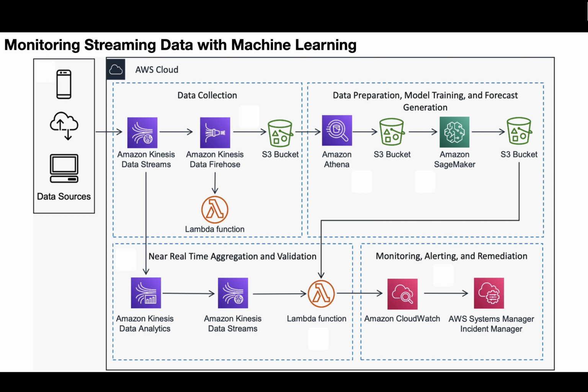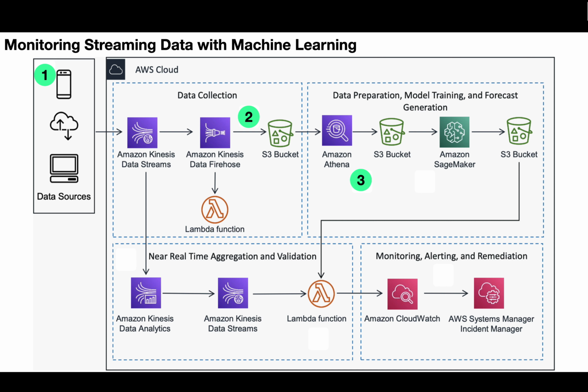Monitoring streaming data with machine learning. 1. Data is collected from multiple data sources across the enterprise and the edge using Amazon Kinesis Data Streams, with many SDKs supporting languages like Java, .NET, C++, Python, JavaScript, and others. 2. Data persists and is sent to Amazon Simple Storage Service (Amazon S3) by Amazon Kinesis Data Firehose. AWS Lambda can be used to enrich data prior to storage in Amazon S3.